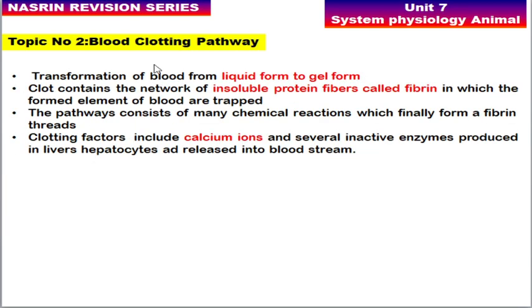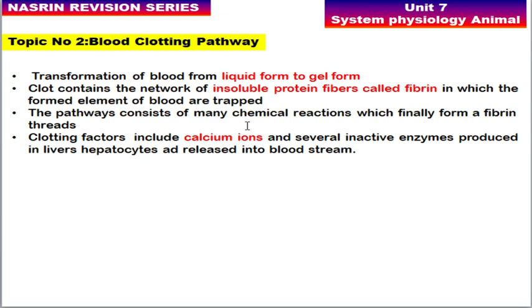Next, we are going to study the blood clotting pathway. It is a pathway of transformation of blood from a liquid form to a gel form. What is contained in a blood clot? It is a network of insoluble protein fibers called fibrin. In this fibrin, many formed elements of blood like RBC and platelets will be trapped. The blood clotting pathway consists of many chemical reactions which ultimately form fibrin threads.